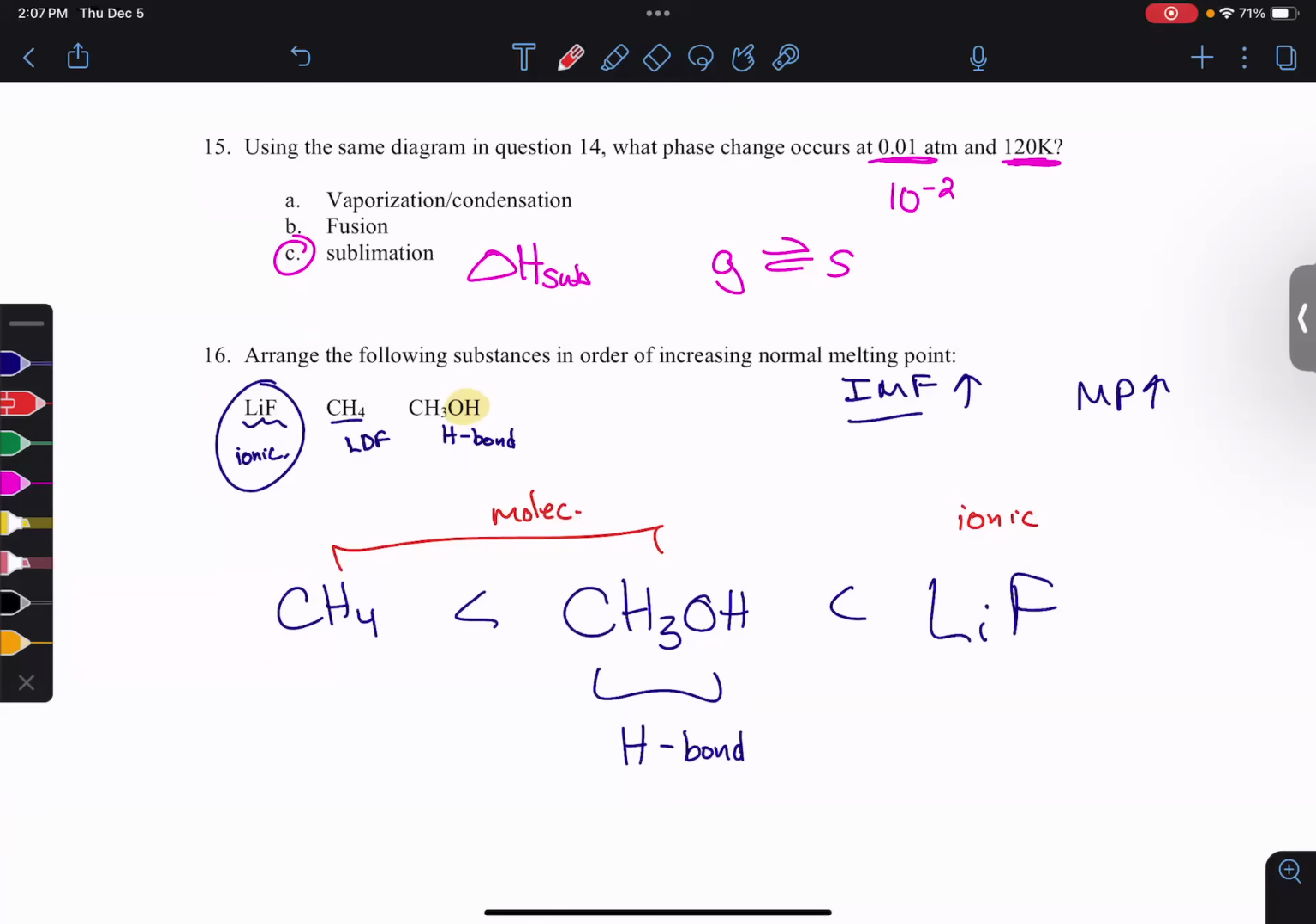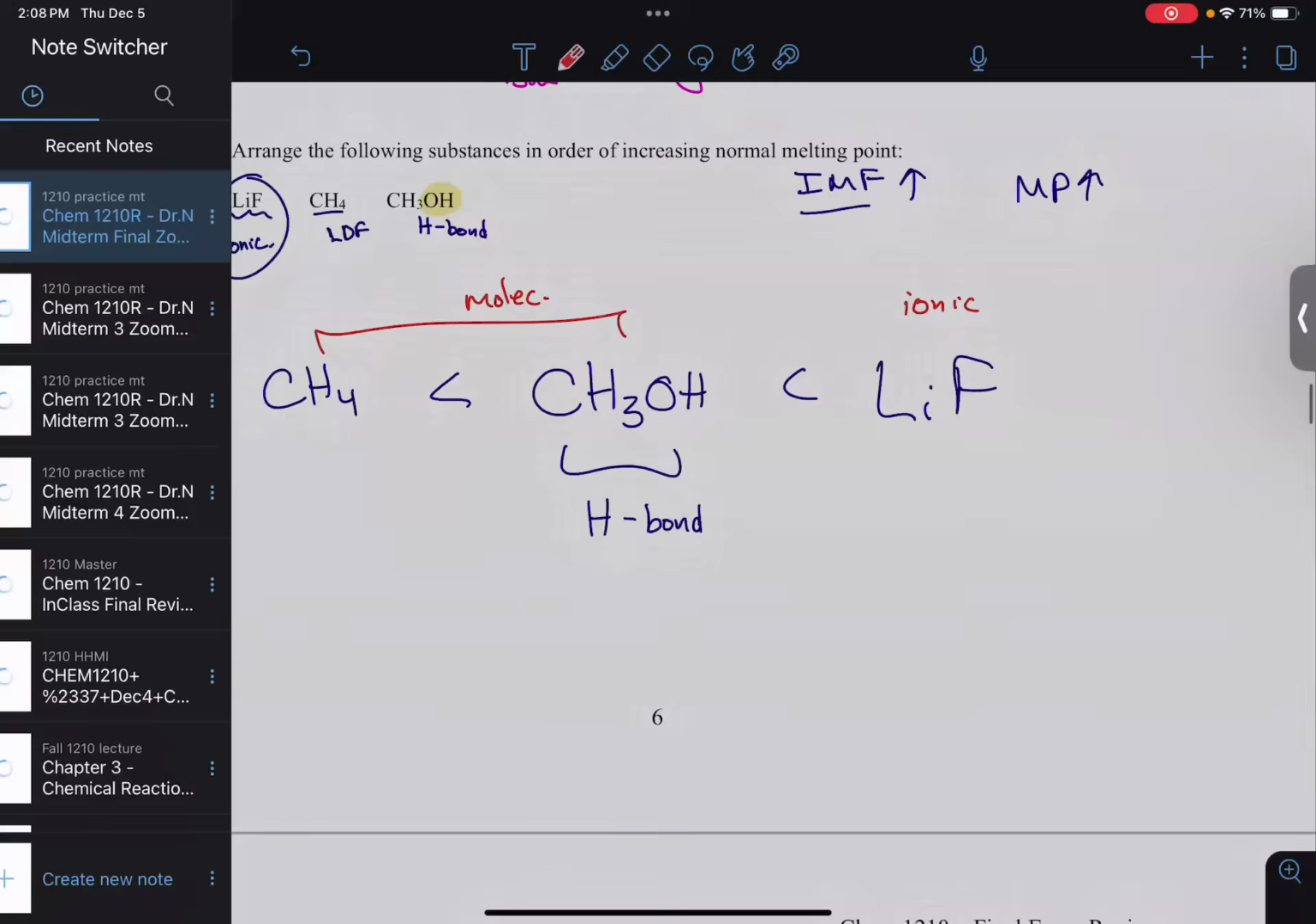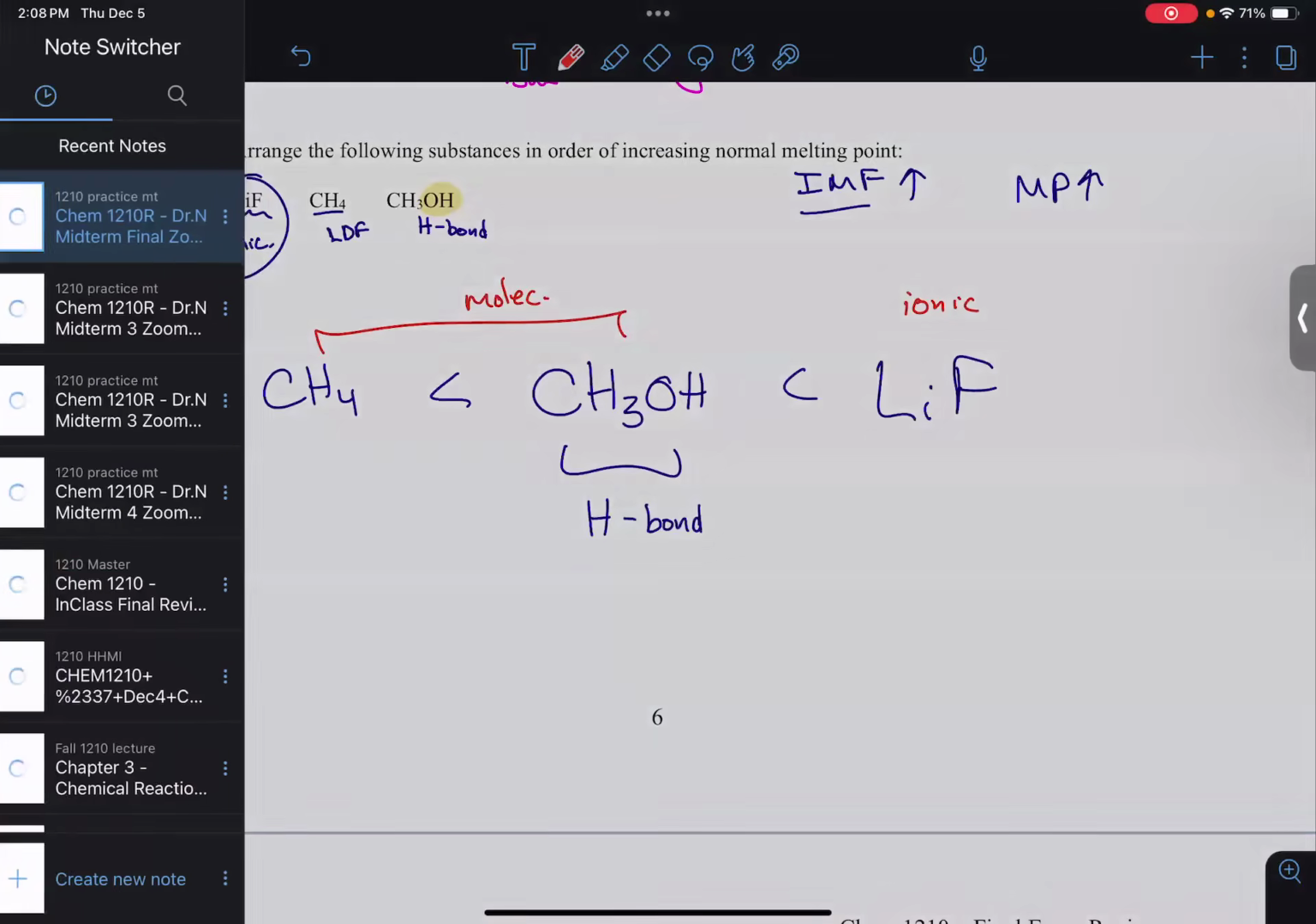We check for IMFs if it's different samples at the same temperature. Like if we were smelling water and vinegar, both at room temperature, we just compare intermolecular forces. Ionic solids always have greater melting points. Yes. So let me just for a second switch to my slides.